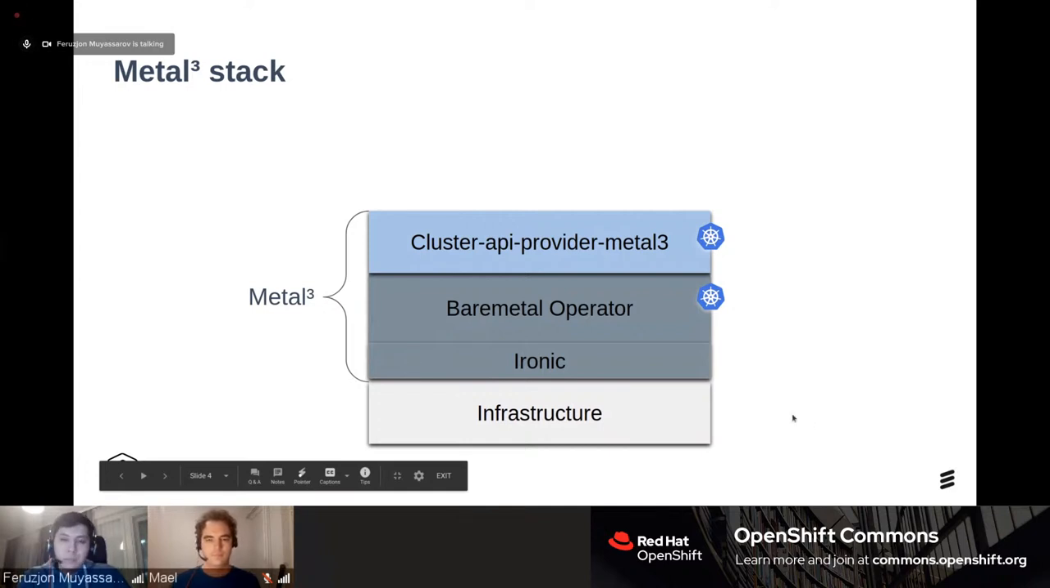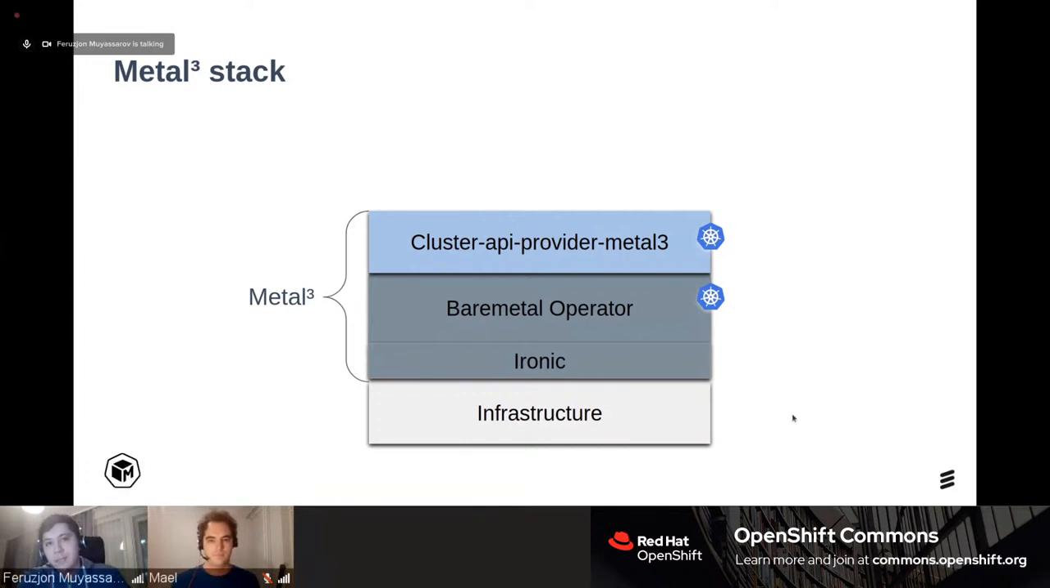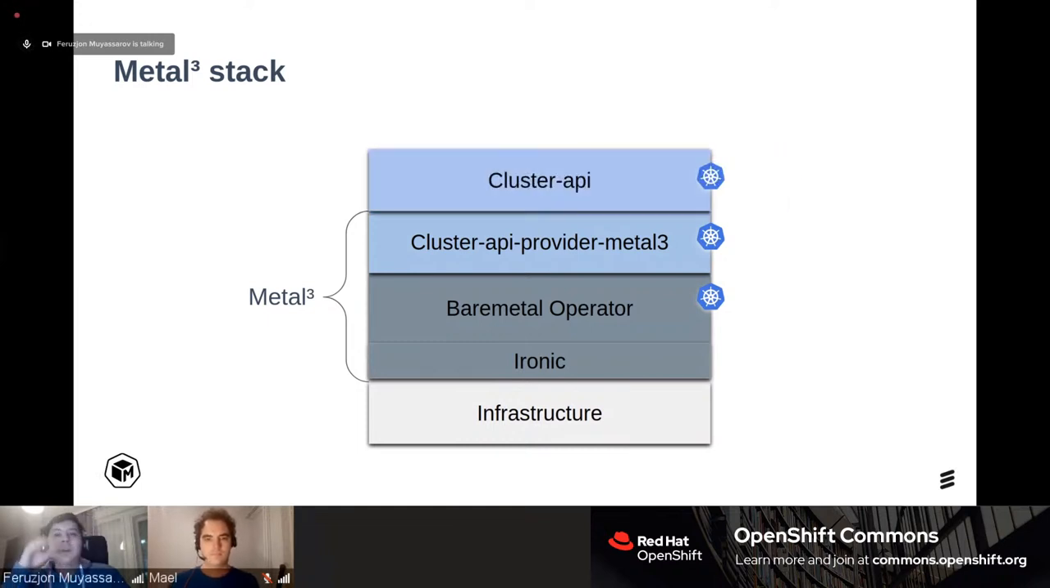And then the last component in the stack is the Cluster API. So the Cluster API is the high level project in the stack, let's say, that offers some machine objects and then cluster objects. And then those objects are represented by different infrastructure providers in different ways.